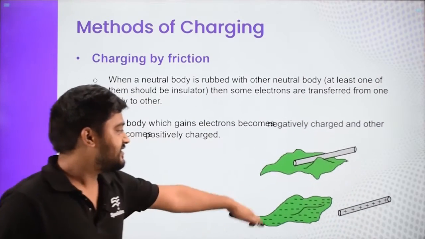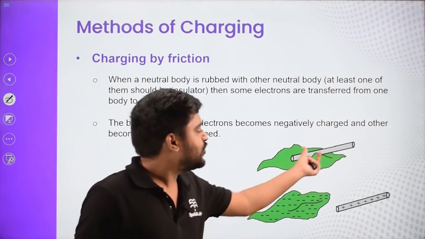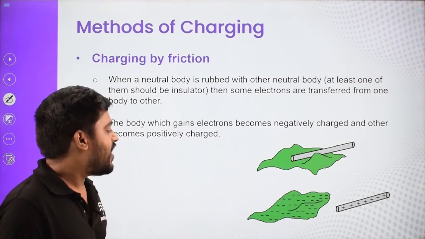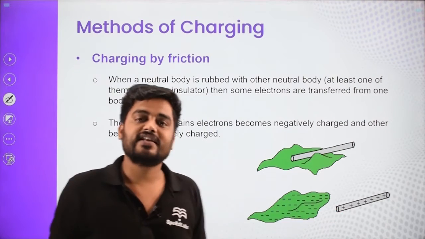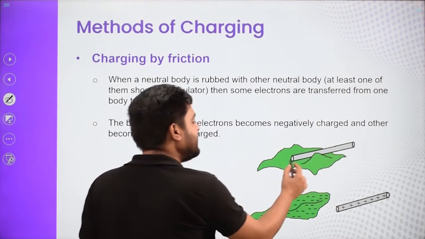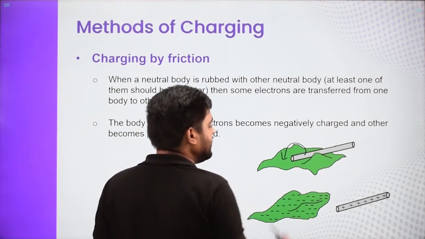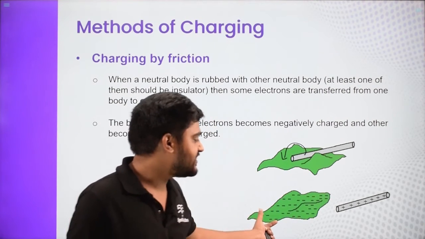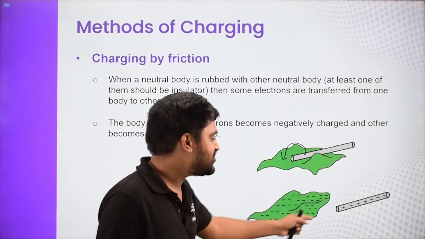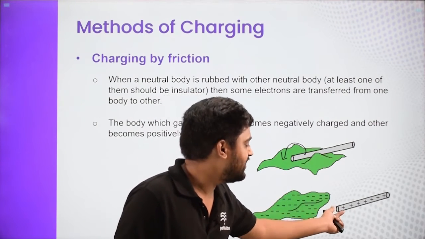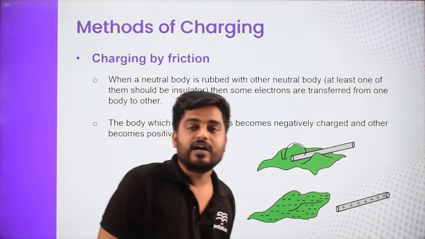Now this is a case where we are rubbing two insulator objects, one is the cloth and another is a glass rod. Here, as you can see, some of the electrons are moving from the rod to the cloth. So here we will have an excess of charge, so the cloth will become negatively charged, and some of the electrons are leaving this rod, so this is becoming positively charged.